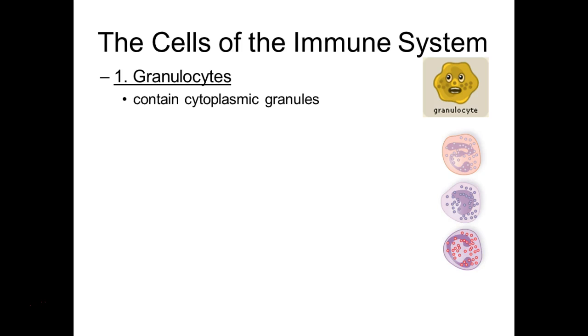So we have three granulocytes. What are their names? Right. So what's this one, though? That one's a neutrophil. What's this one? Basophil. What's this one? Eosinophil. Why do they have these names? What do you know about their granules? They stain differently, and that's how they get their names.